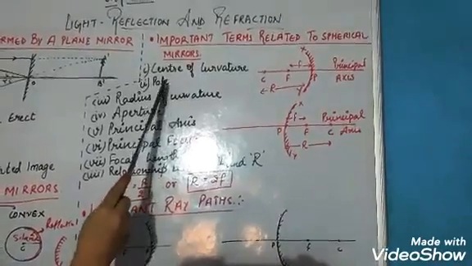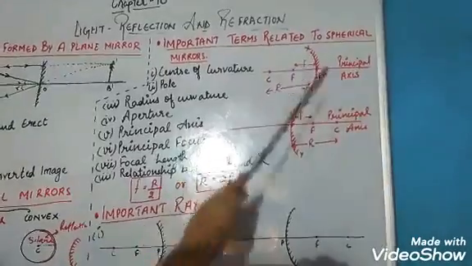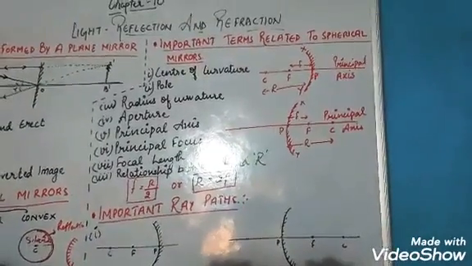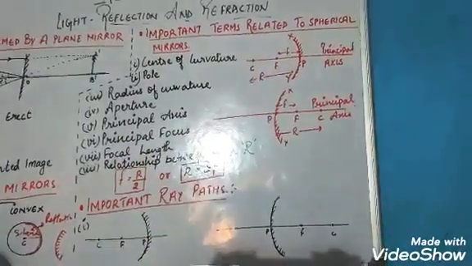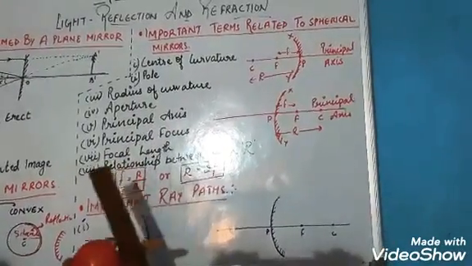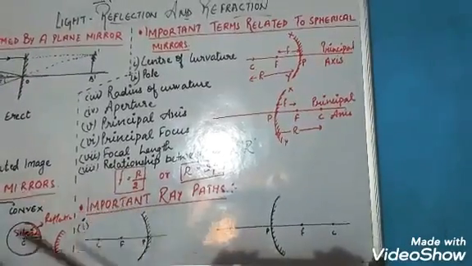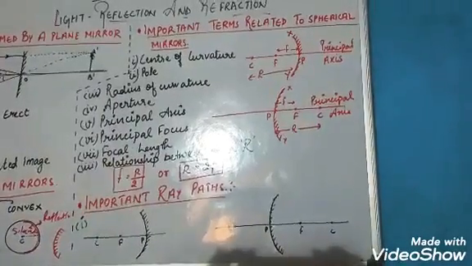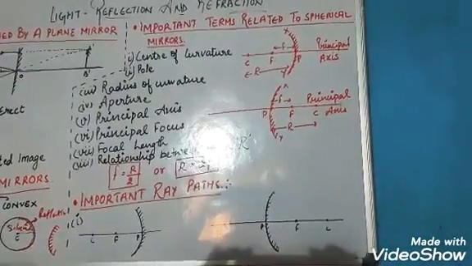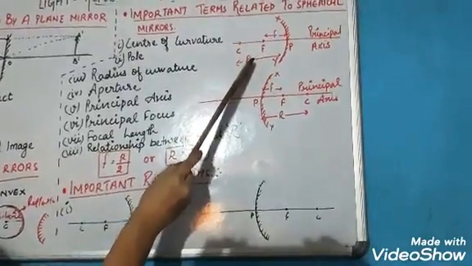Then comes your pole. What is the pole? The pole is the center of the mirror. That means this is the pole. This middle portion, this dot, is the pole. Then comes your radius of curvature. What is the radius of curvature? Radius of curvature means the distance between the pole and the center of curvature, that is R.